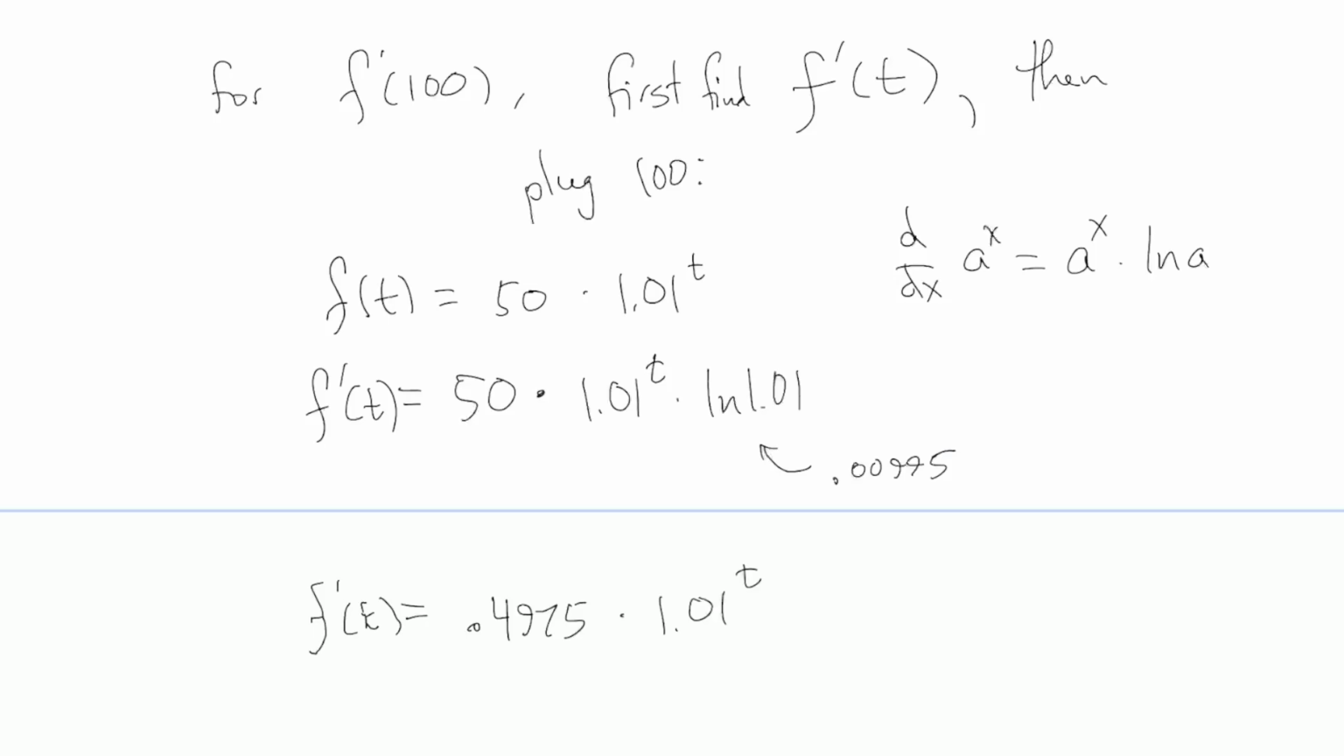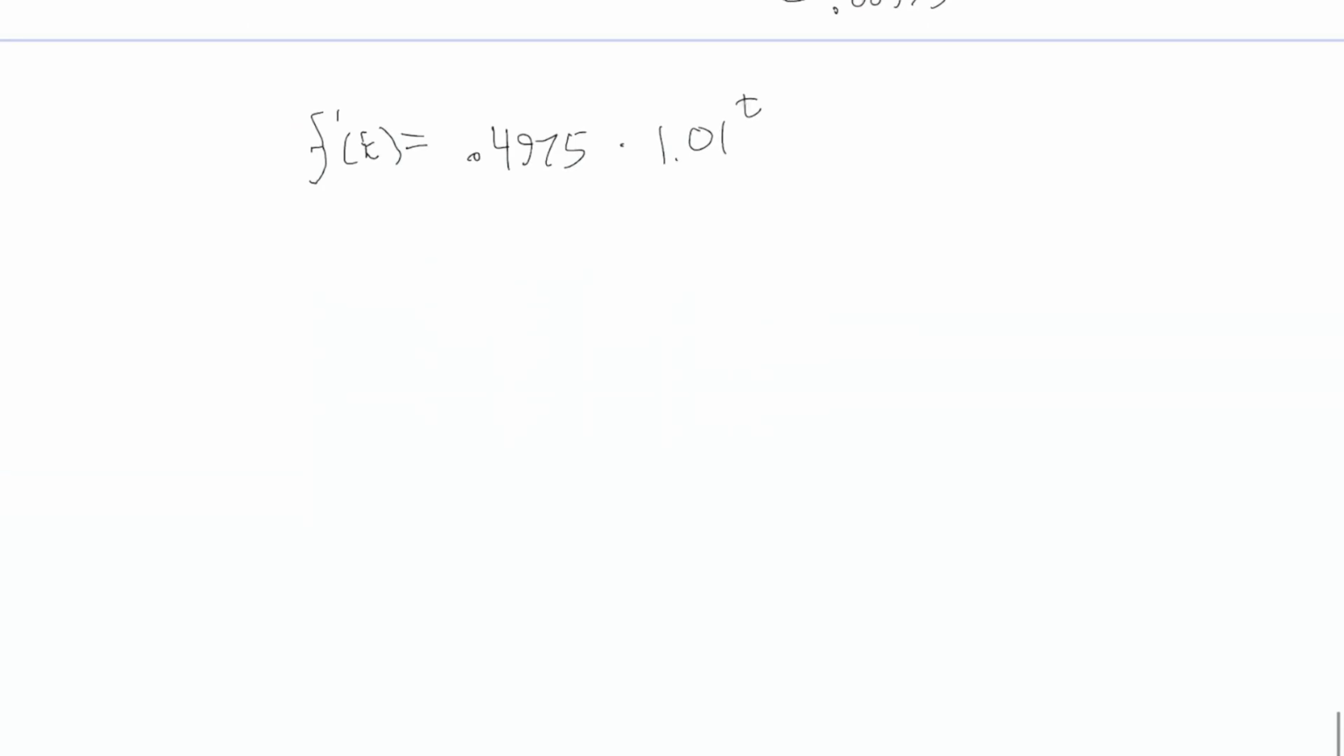Okay, remember our actual goal, it still says this at the top here, for f prime of 100. First find f prime of t, then plug in 100. So now I'm going to plug in 100. So f prime of 100 is 0.4975 times 1.01 to the power 100. And this I did on my calculator, 1.34.